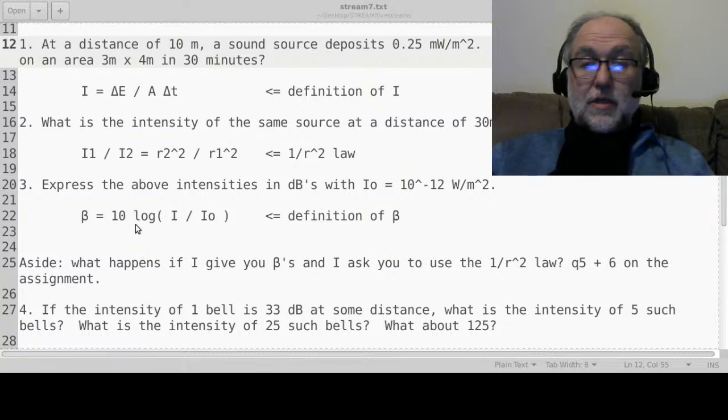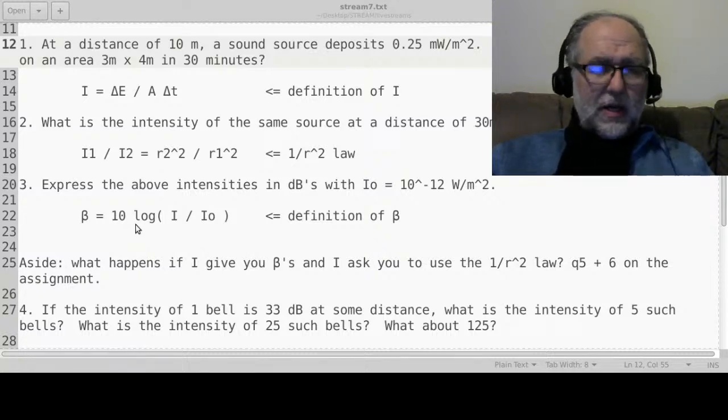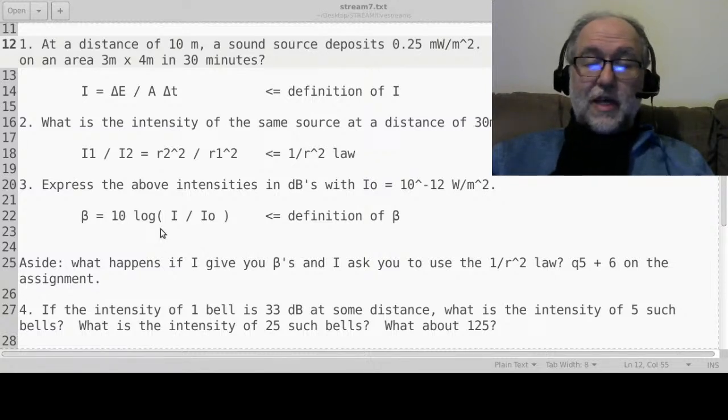This is the first time we've ever seen a log scale, so I'll go through this carefully. Some people emailed me about questions 5 and 6 on the assignment. They found them a little bit challenging, and I think it has to do with a combination of the log scale, or the decibel scale, with the inverse square law. So that's what these first questions are about.